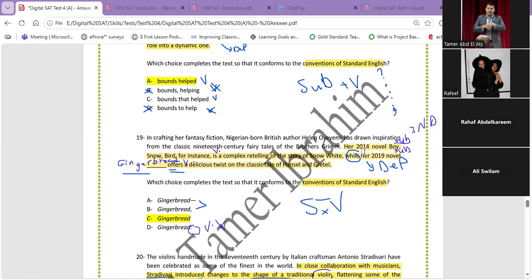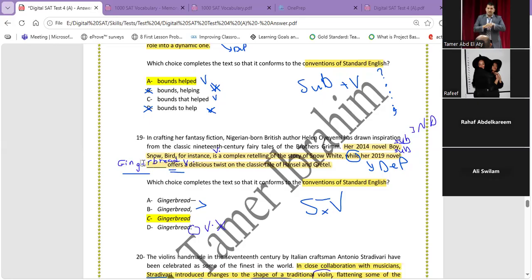He said here 2014 novel Boy, the subject. Snowbird, for instance, is the verb. The verb is a complex retelling of the story of Snow White. So all of that is an independent clause. Then comma, while, this is dependent. Here 2019 novel, gingerbread, the subject, where the verb is offers.